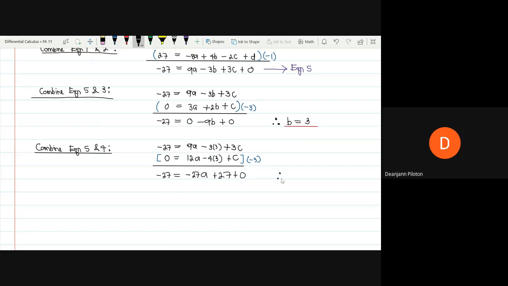So from this equation, we can solve that a is equal to, sige, isa-isa na to, no? So, pwede na to i-transpose ang 27 na nasa right side, transpose mo sa left side. So, kung i-simplify ang nasa left side and divide by negative 27, you can get that the value of A is equal to positive 2. So A is equal to 2. So nanatay duha ka unknown, B is 3, and also A is equal to 2.